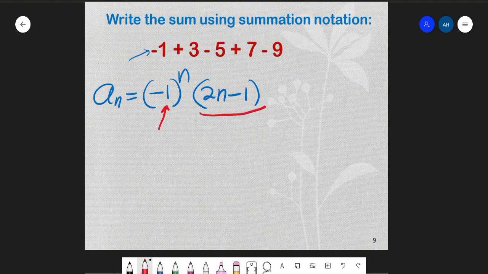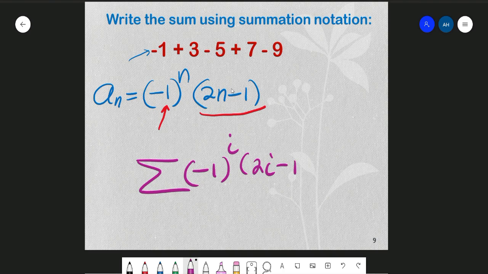The question is asking us to write in terms of summation notation, so we have to write down our sigma symbol. We have -1 to the power i, and then we have 2i minus 1, like this. i starting from 1. Let's see what's the last term here. i equal to 1, 2, 3, 4, 5. So i equal to 5. That's the way to write down in summation notation for that problem.